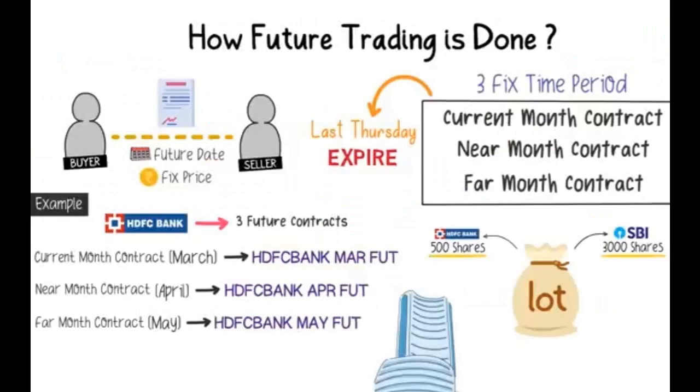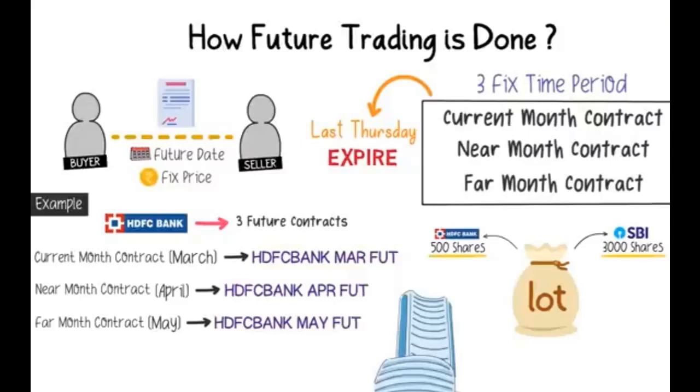Now you are in April, so you can buy April month's contract, May month's contract, and the contract of the month of June. The April month contract is the current month contract. The May month contract is the near month contract. The June month contract is the far month contract.